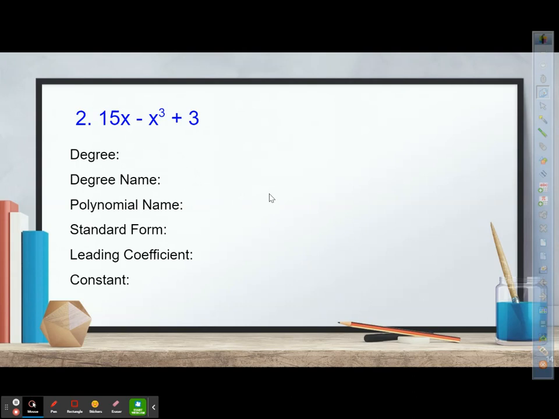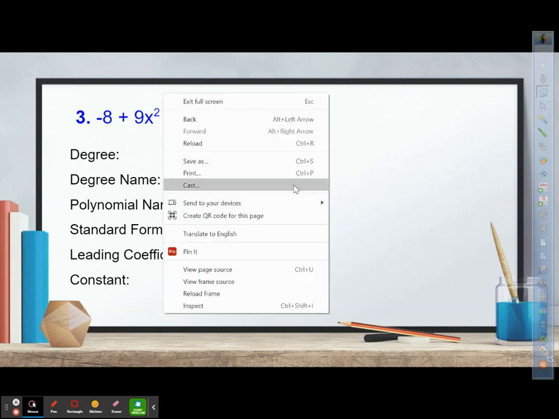So first thing I need you to do is write out the expression -8 plus 9x squared minus 2x. -8 plus 9x squared minus 2x. So first thing we need to say is the degree. You would need to say what the degree is.